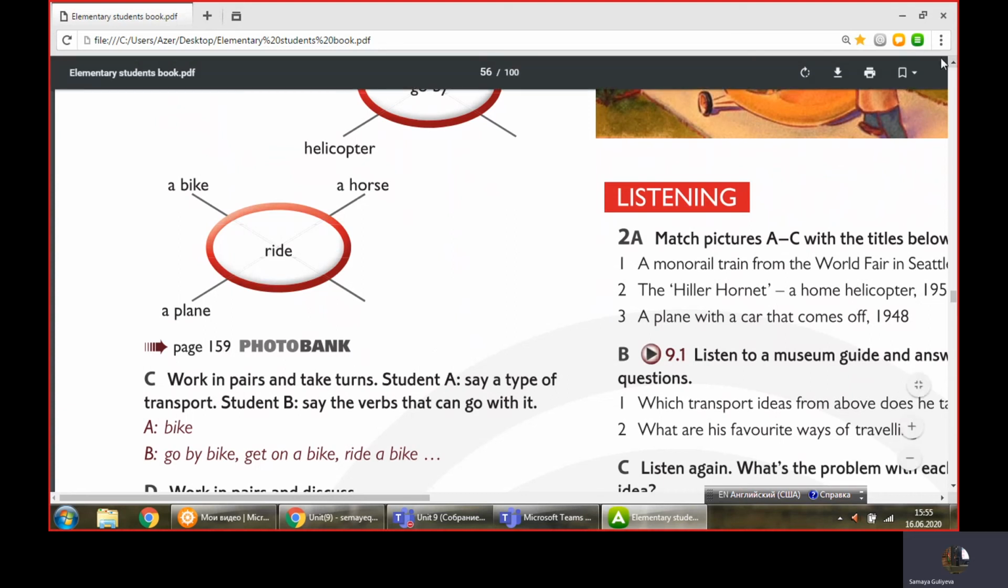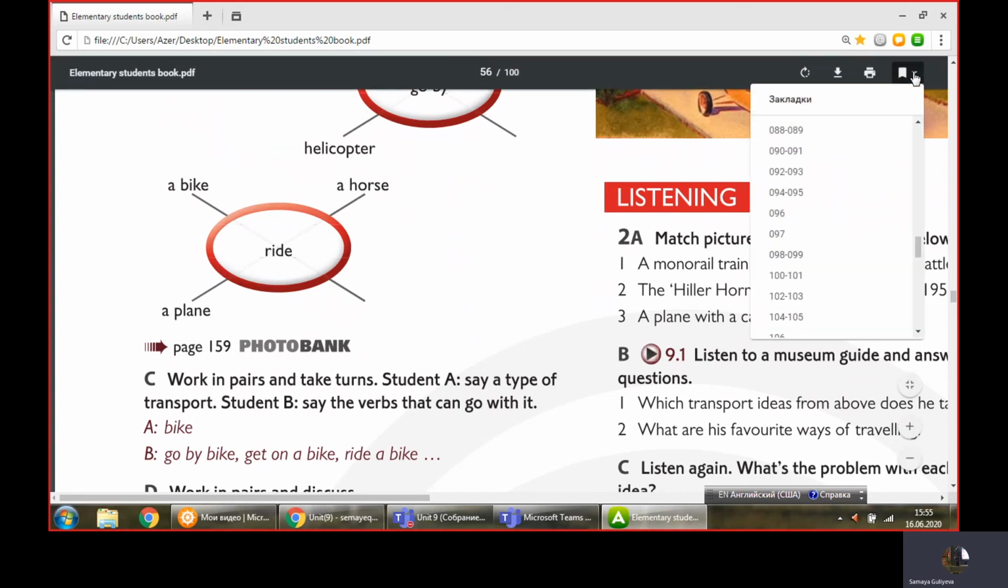So, let's look through some words for transportation.